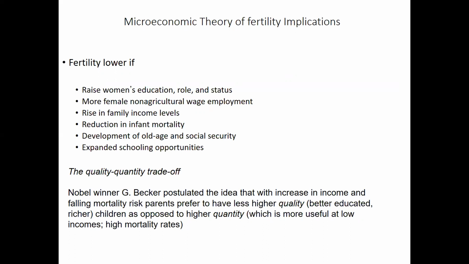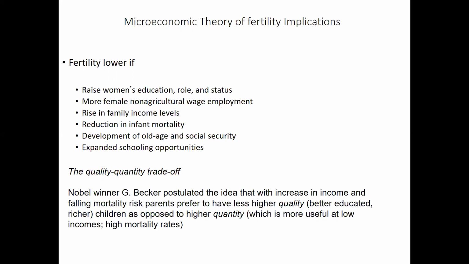You could also develop an old age and social security pension system, which will reduce people's demand for children as insurance against old age, and expanded schooling opportunities as well will increase the cost of having children because you have to pay for the schooling. And so all of these things will reduce fertility.